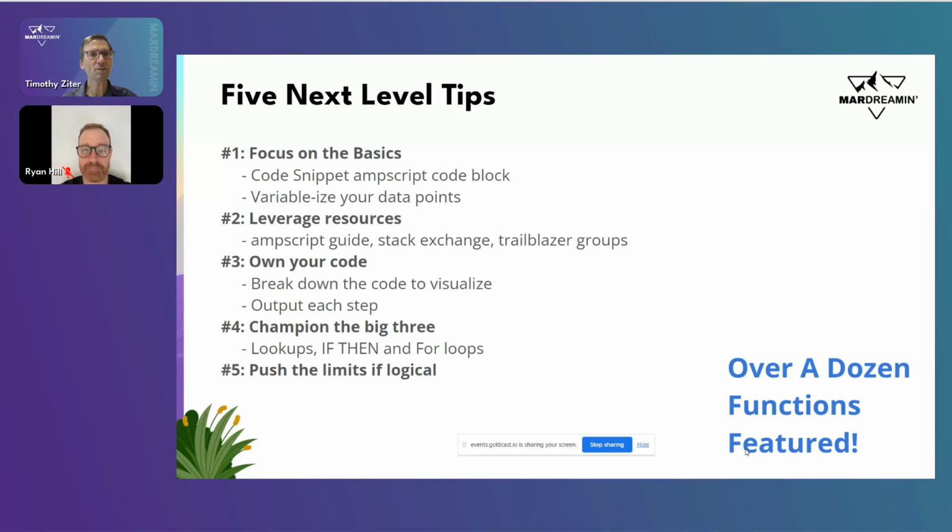So when taking a look at those 5 next level tips, the first one that we always encourage is to focus on those basics. Build that solid foundation in AMPscript so that you can add on complexity at the right pacing. Today we're going to be going over things like adding a custom code snippet AMPscript block to keep all of your AMPscript in that block, and then doing things like variabilizing your data points.